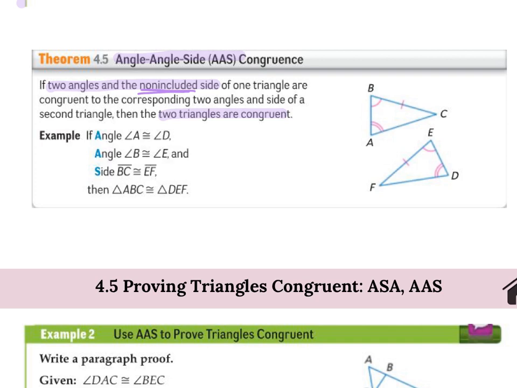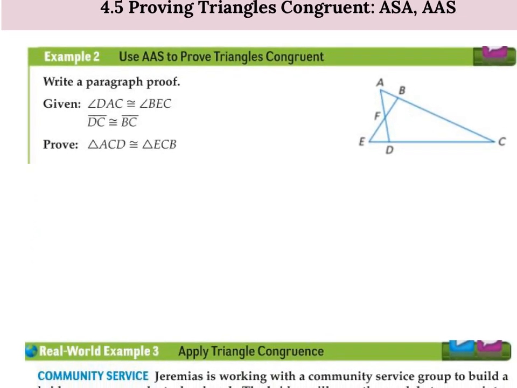Okay, so if angle A is equal to angle D, angle B is equal to angle E, and this non-included side right here, of BC and FE, or EF, are marked congruent, then we have congruent triangles. Okay, so moving on to our proof.